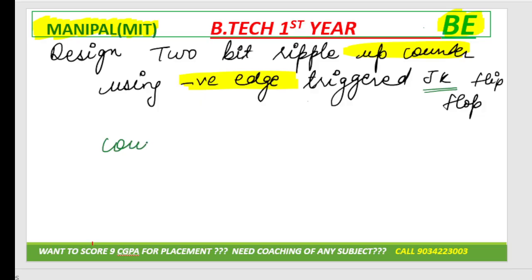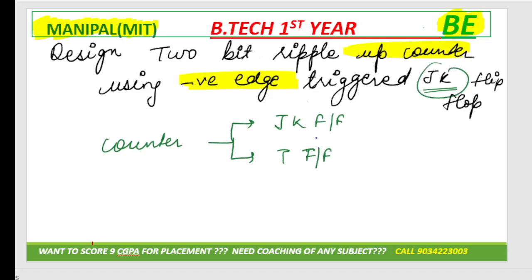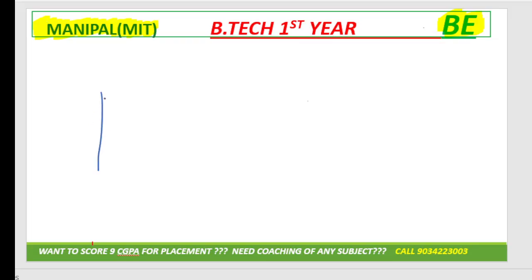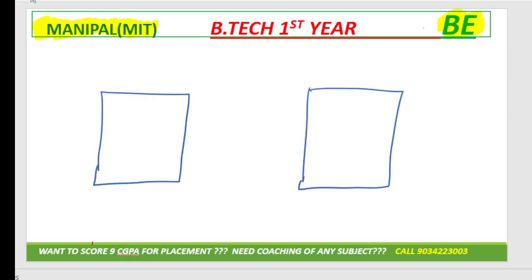So in the case of counter, we'll always use either JK flip-flop or T flip-flop. Okay? If they didn't mention SR or D flip-flop, you can't use them. You can use JK flip-flop and T flip-flop. Clear? Now, next thing they have mentioned is 2-bit, which means we need to store 2 bits. So for 2 bits, we need two flip-flops. So I'm drawing two flip-flops over here and both are JK flip-flops.